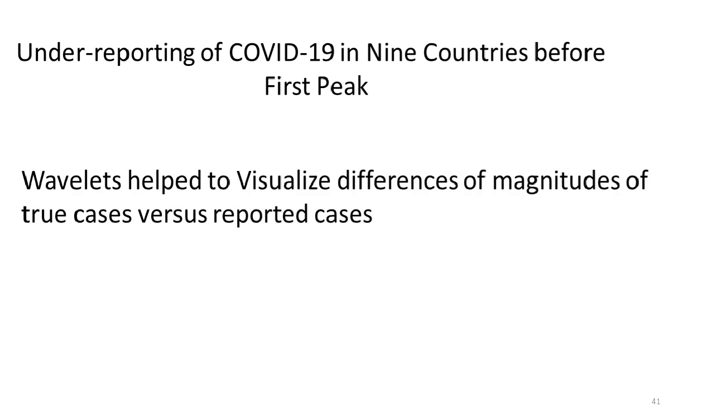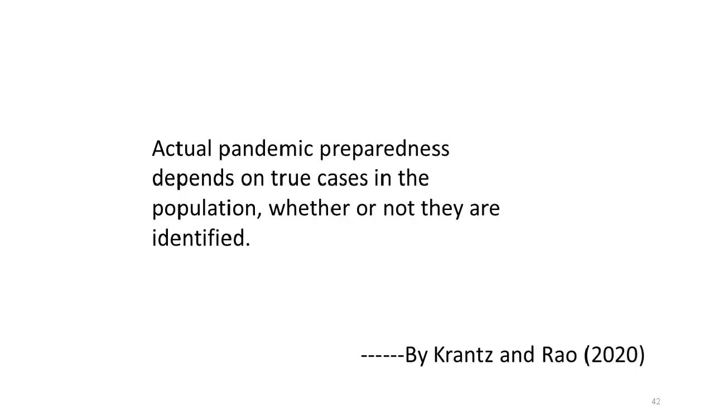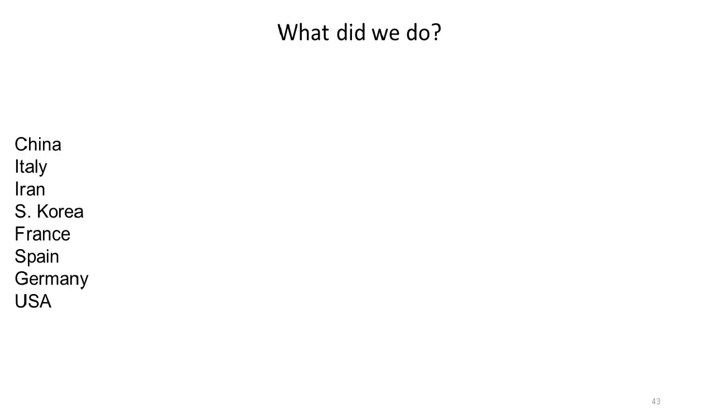So first what we did was we considered using wavelets, and we tried to understand the difference between the reported and the total, actual magnitude. So the basic assumption is that actual pandemic preparedness depends not only on the reported cases but on the actual true cases in the population. Unless we know the true cases, the pandemic preparedness is not complete. So what did we do? First phase, we considered 9 countries. Those had already started to show some increase in the coronavirus until the first week of March.